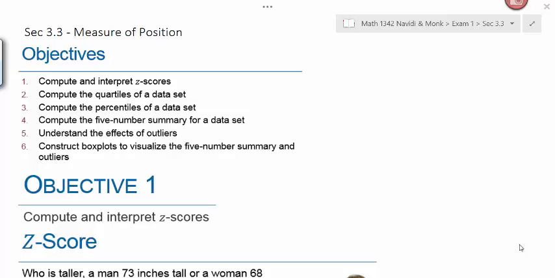Section 3.3 is measures of position, and this is the last section that's going to be covered on our test next Wednesday. The objectives here are to compute and interpret z-scores, compute the quartiles of a data set, compute percentiles of a data set, look at the 5-number summary, understand the effects of outliers, and then also to construct a box plot and visualize the 5-number summary and outliers. You may not know right now what most of these words mean, and that's okay. We're going to get into it as we go along.